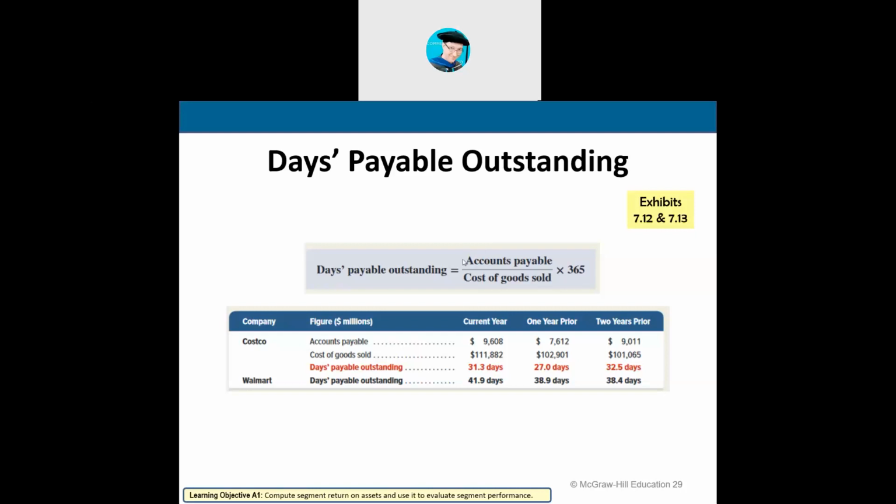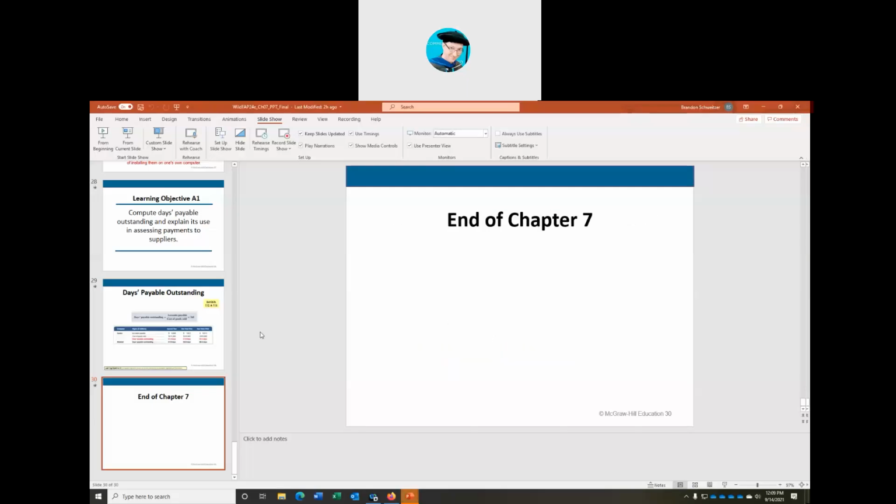So total accounts payable divided by cost of goods sold times 365. That's days payable outstanding. And that, my friends, is the conclusion of Chapter 7. Any questions on accounting information systems?